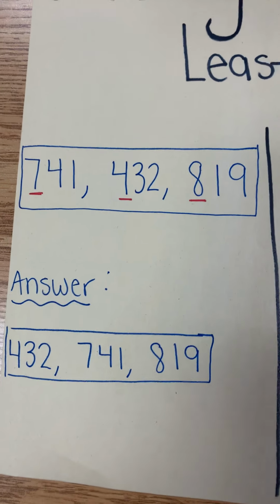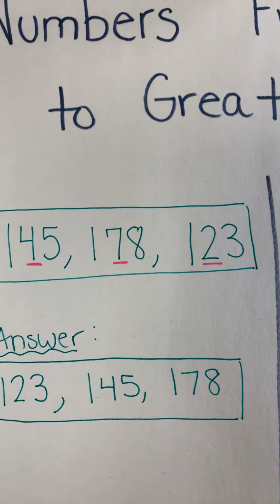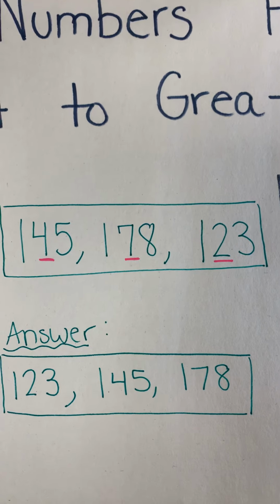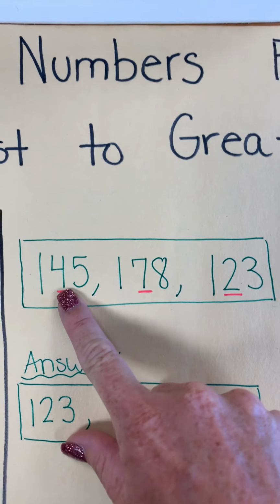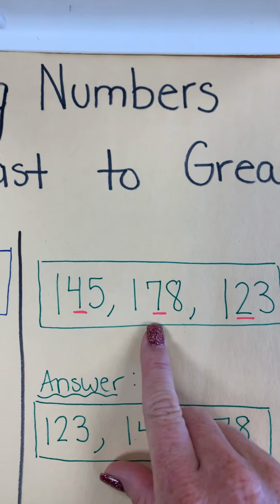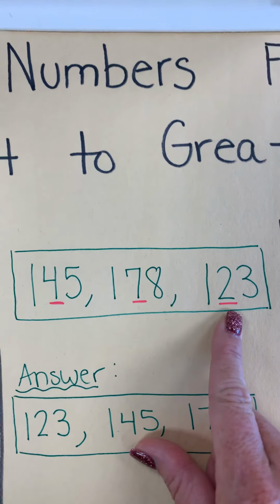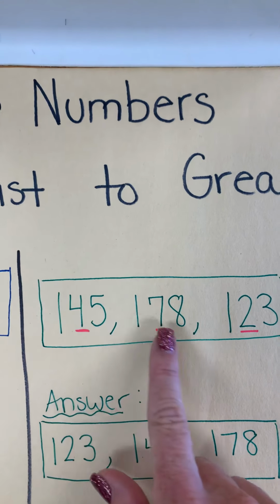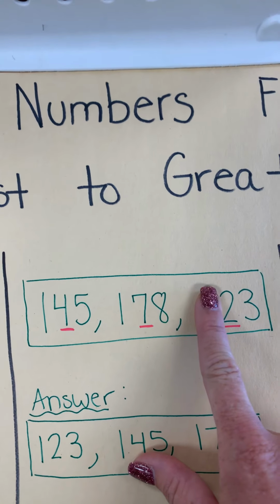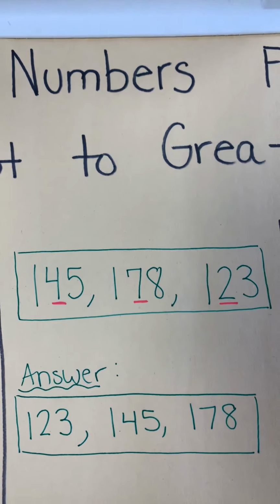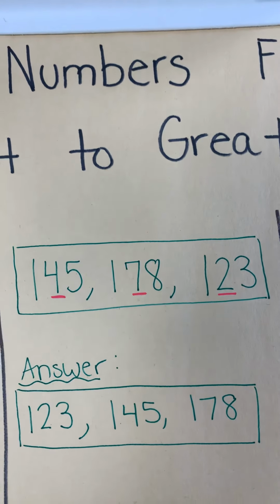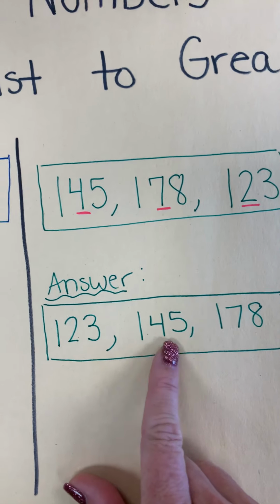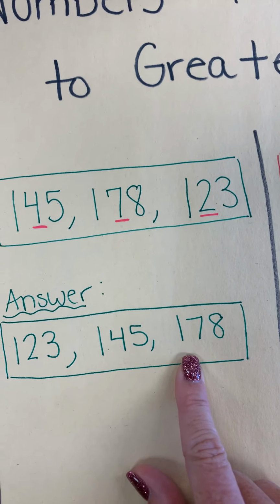I didn't even have to look at any of the other places because the 100 spot, they were all different. Now, my other example, what happens when in the 100 spot, all the numbers are the same? So if you look, all of these numbers are in the hundreds. So I would have to move to my 10 spot and look at, that's 145, 178, 123. So I could even cover this up, and I know that 45 is less than 78, and 45, though, is greater than 23. So if you get confused because all of your numbers start with the same digit, just go to the next spot. So 123 would come first, then 145, and then 178.